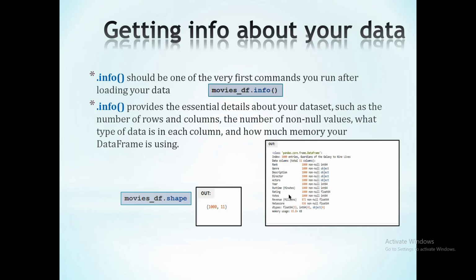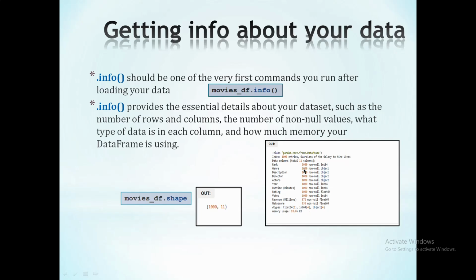Then getting info about your data. You are having a CSV file, and you don't know the details or the data structure of that file. So you can use the function info. Info provides the essential details about your data set, such as the number of rows and columns, the number of null values, what type of data is in each column, and how much memory it is occupying.